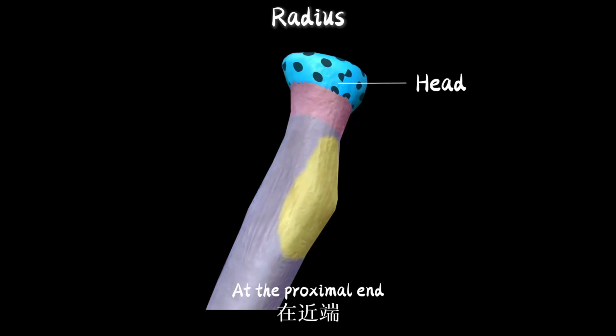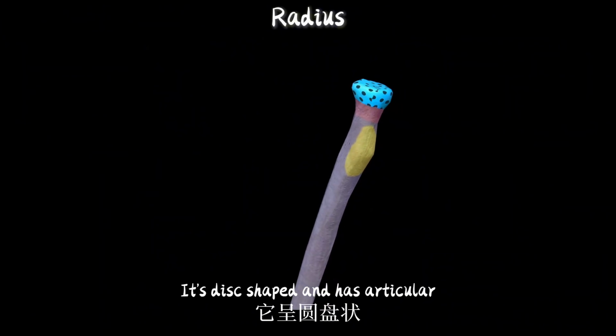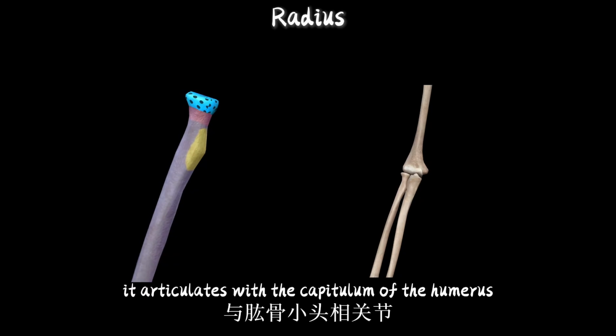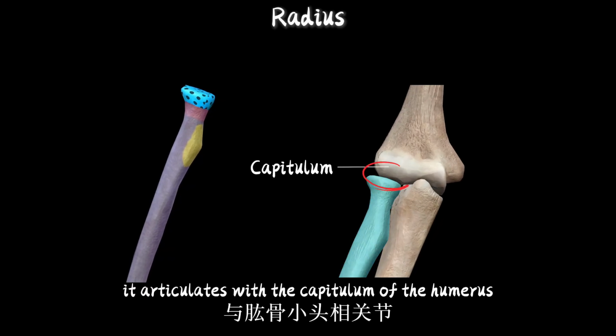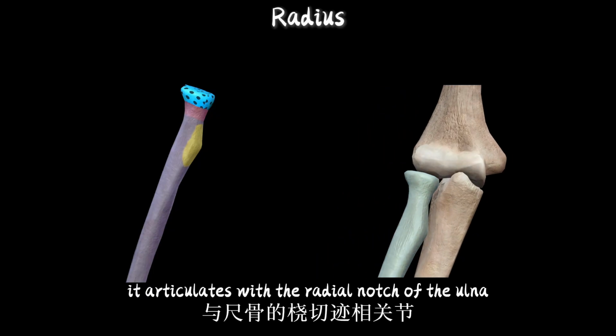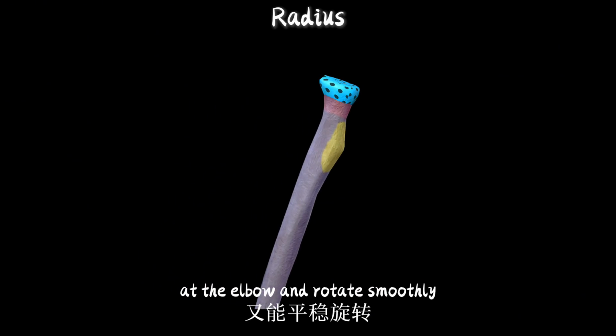At the proximal end, we begin with the head of the radius. It's disc-shaped and has articular surfaces for two important structures. Superiorly, it articulates with the capitulum of the humerus, and medially, it articulates with the radial notch of the ulna. This unique shape allows it to both hinge at the elbow and rotate smoothly.